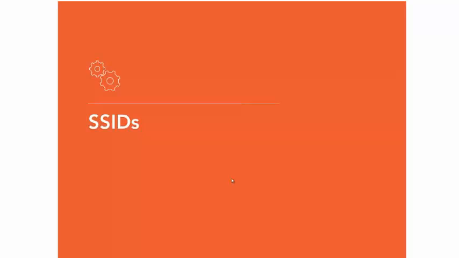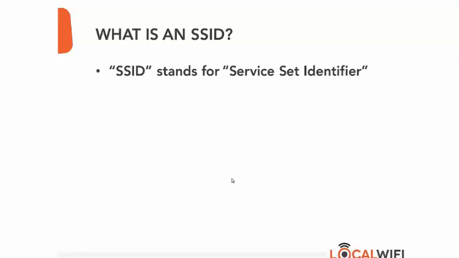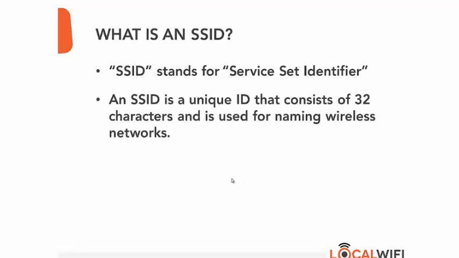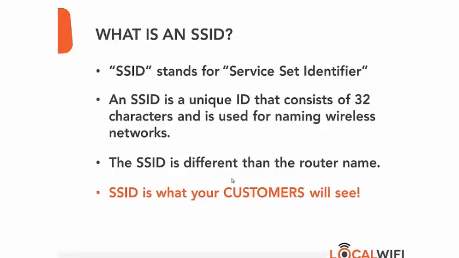SSID. So what is an SSID? An SSID actually stands for Service Set Identifier. This is a technical term for a unique identifier that consists of 32 characters, so maximum 32 characters, and is used for naming wireless networks. So the SSID is very different than the router name. As I showed you, the name of the router internally is different than the SSID name. The SSID name is what your customers will actually see.